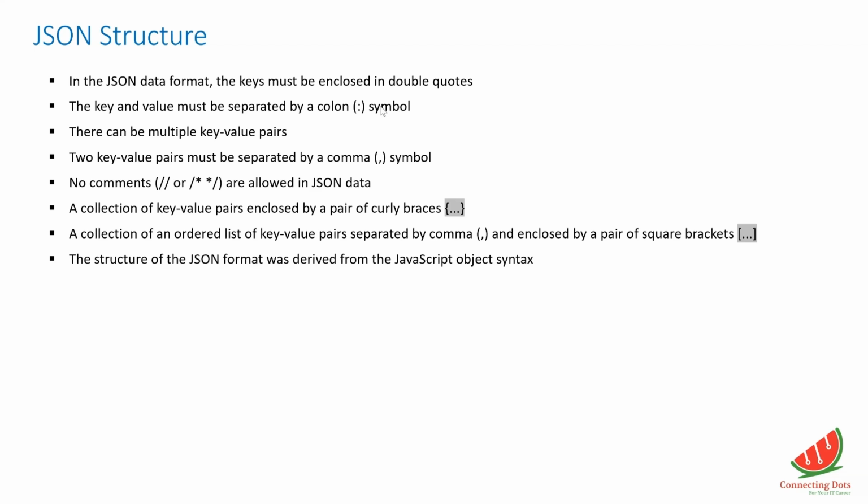Next, a collection of key value pairs is enclosed in curly braces. And a collection of an ordered list of values separated by comma, enclosed by a pair of square brackets, is nothing but a JSON array. Okay, I'll show you some example data so that it's easy for you to understand.